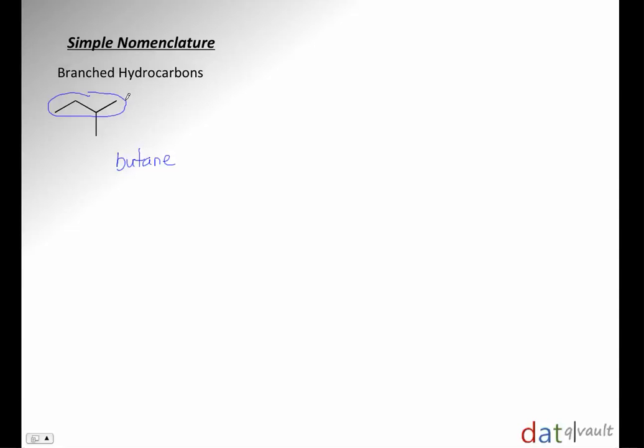The second thing we do when naming simple branched hydrocarbons is to number the chain such that the substituent on the chain has the lowest number. The substituent in this molecule is going to be a methyl substituent. If we start numbering the chain on this carbon, we get the methyl at the 2 position. If we were to start numbering from the other side, the methyl would be at the 3 position, which would be a higher number. So we're going to pick numbering from the right-hand side, so that this molecule will be named 2-methylbutane.